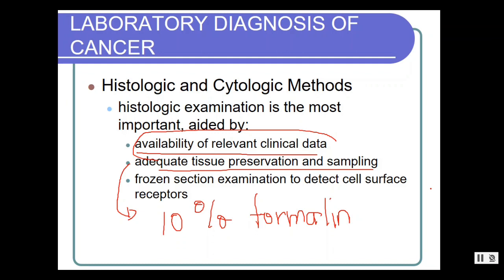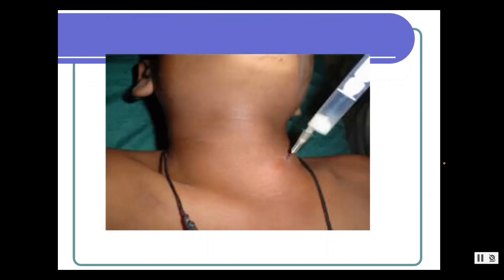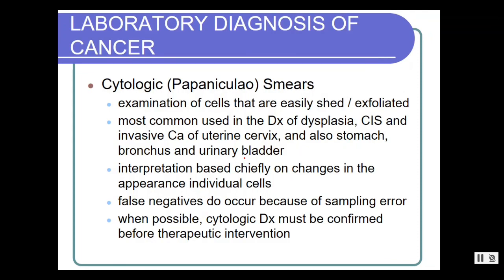Now, you can also do some frozen section exam to detect cell surface receptors. Now, another is they aspirate using a needle. I don't know if you have seen this one, needle aspiration biopsy. Or this one, the breast, no? They do needle aspiration. And they're going to get a sample, send that sample to the laboratory for processing.